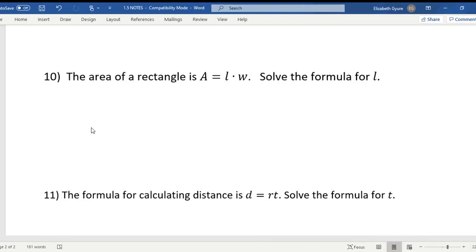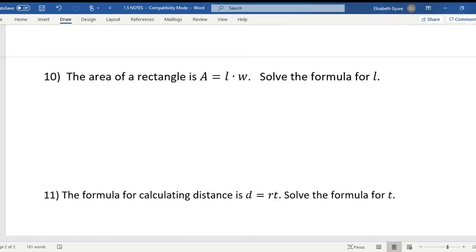All right, number 10. The area of a rectangle is A equals L times W. Does that formula sound familiar? Area equals length times width? Yeah, area equals length times width. That's how you find the area of a rectangle. We're going to solve the formula for L. That means get L all by itself, okay?